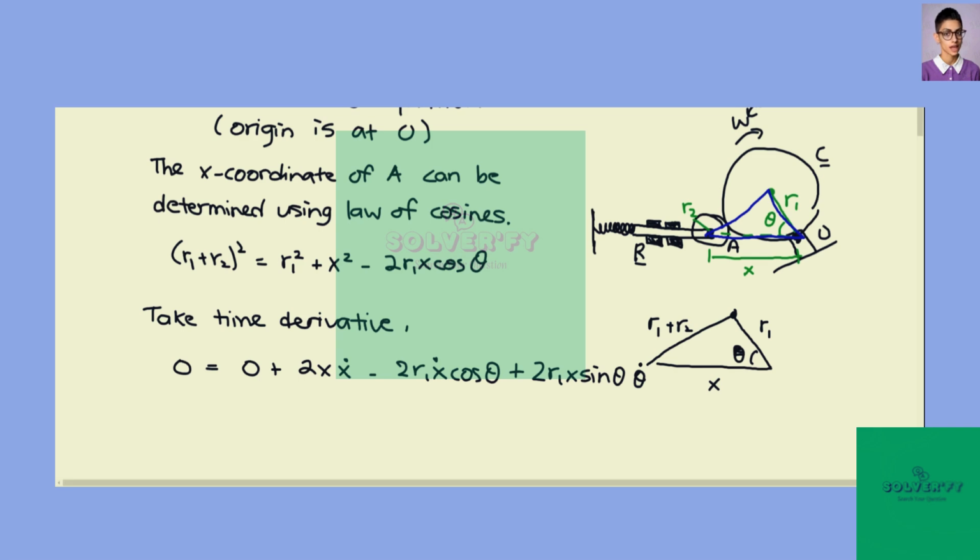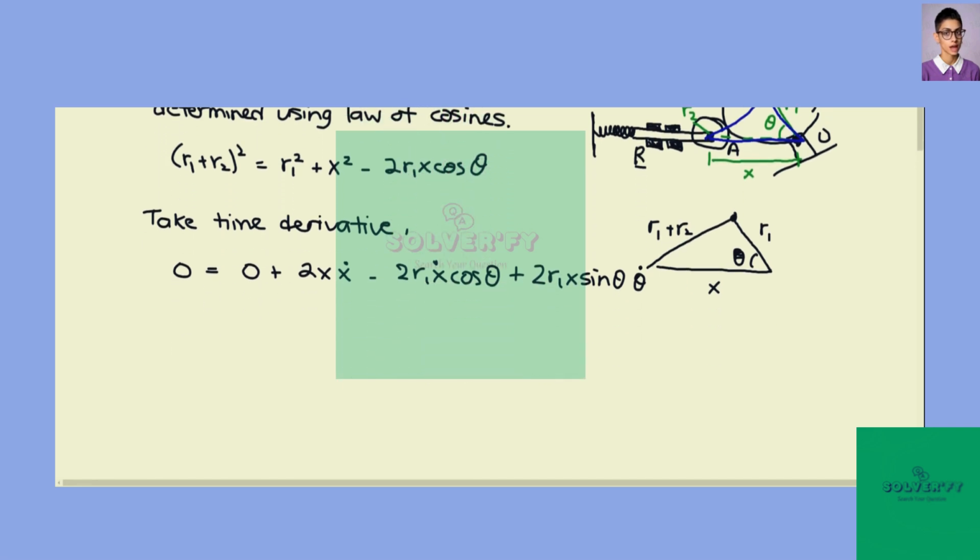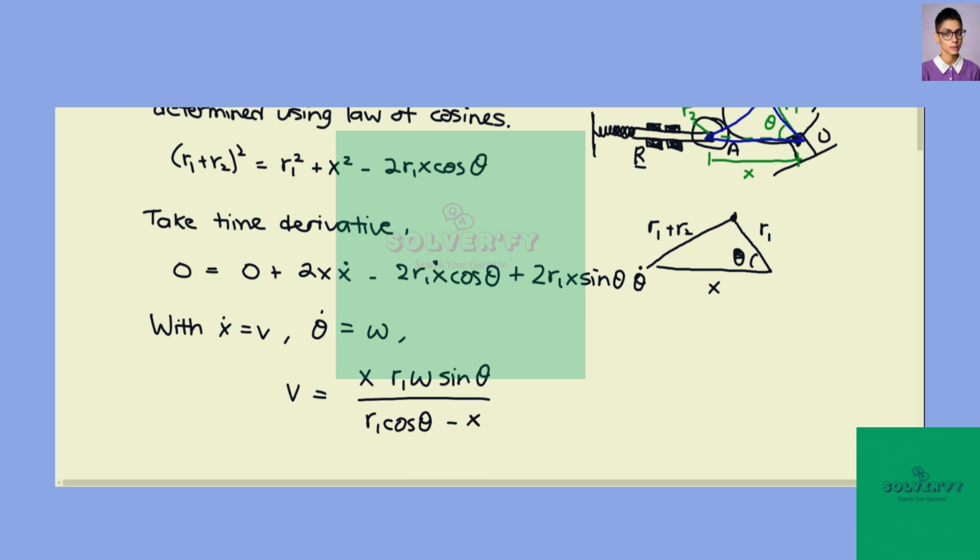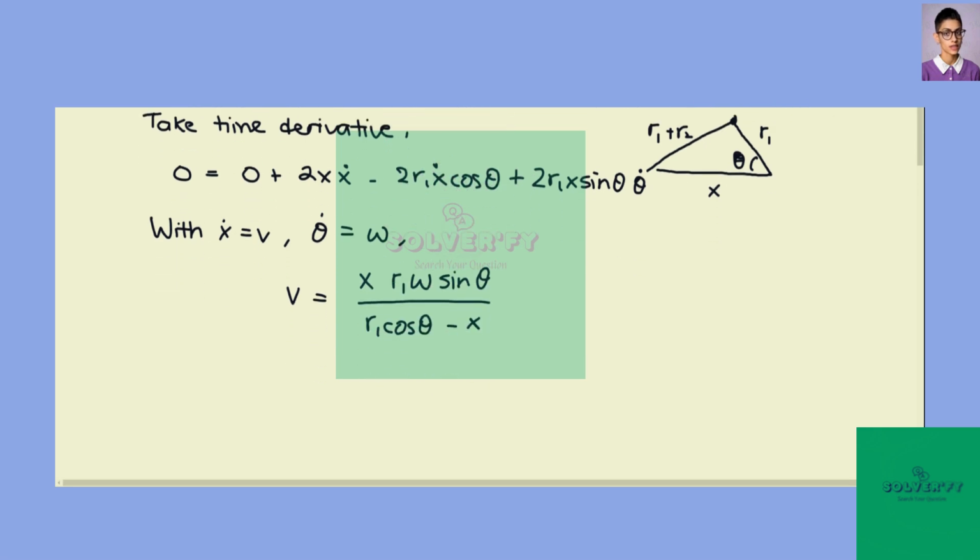Then if you rearrange, so we know that x dot equals v, theta dot equals omega. So if you rearrange this, this is what you get. You have v equals x R1 omega sine theta divided by R1 cosine theta minus x. But we still need to replace x.